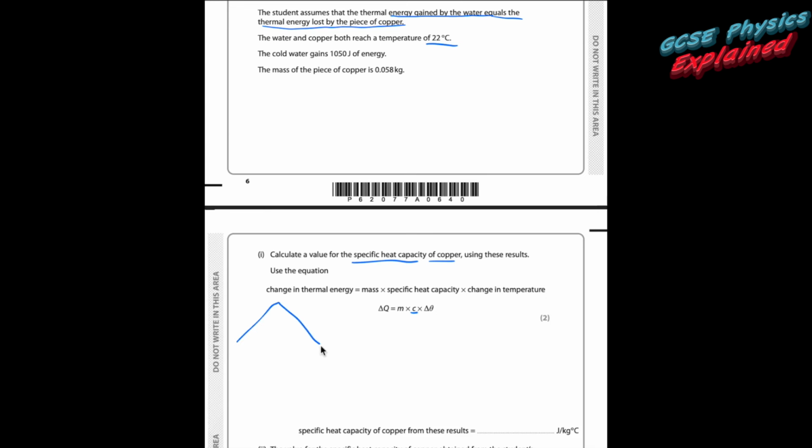So if we do a quick magic triangle, now there's 4 things, so we'll have to modify the triangle so that we've got 2 multiplied signs on the bottom, not just 1. So it's M times C times delta theta. And delta Q, that's the heat energy, goes on the top. Now we're looking for C, so I'll cover up C, and what you're left with is delta Q divided by M times delta theta.